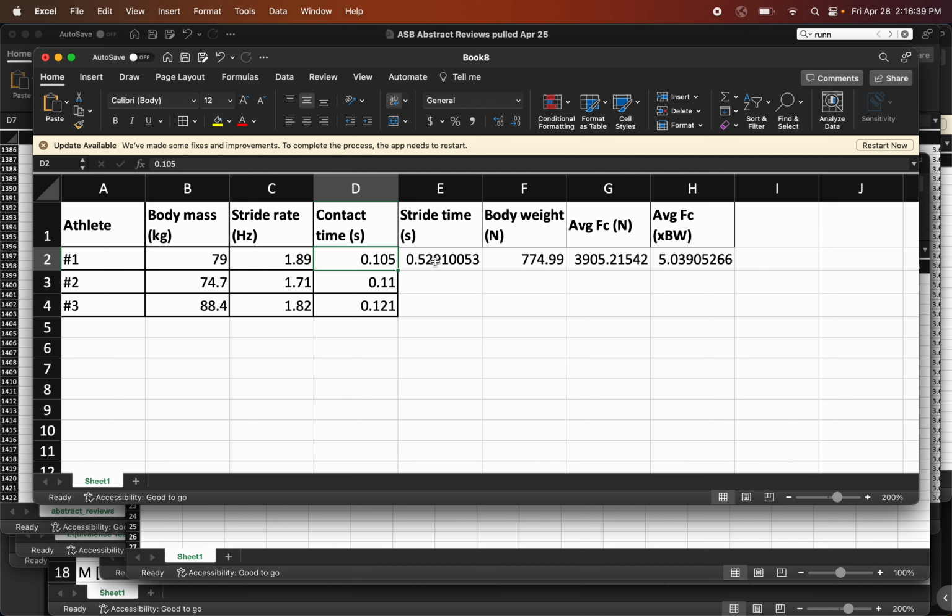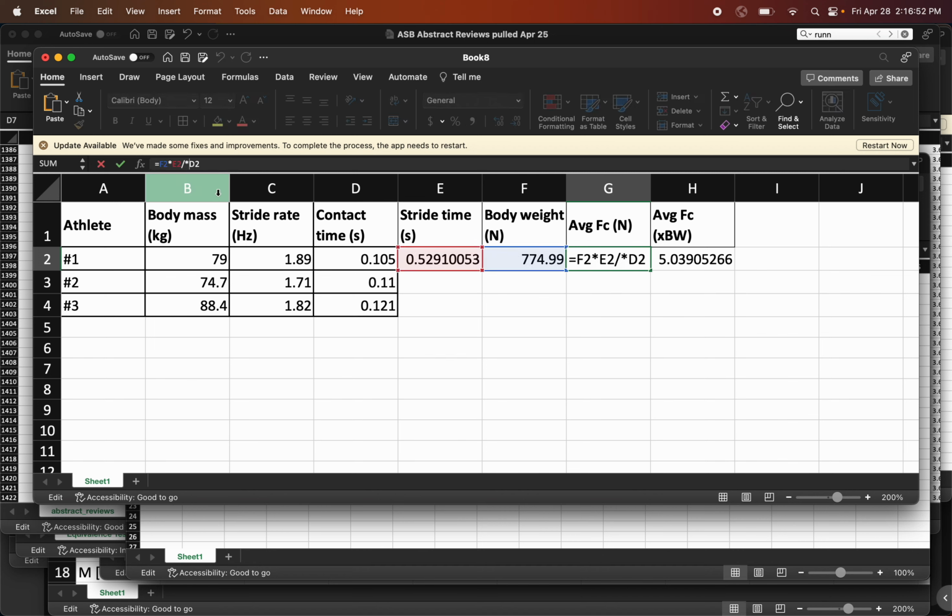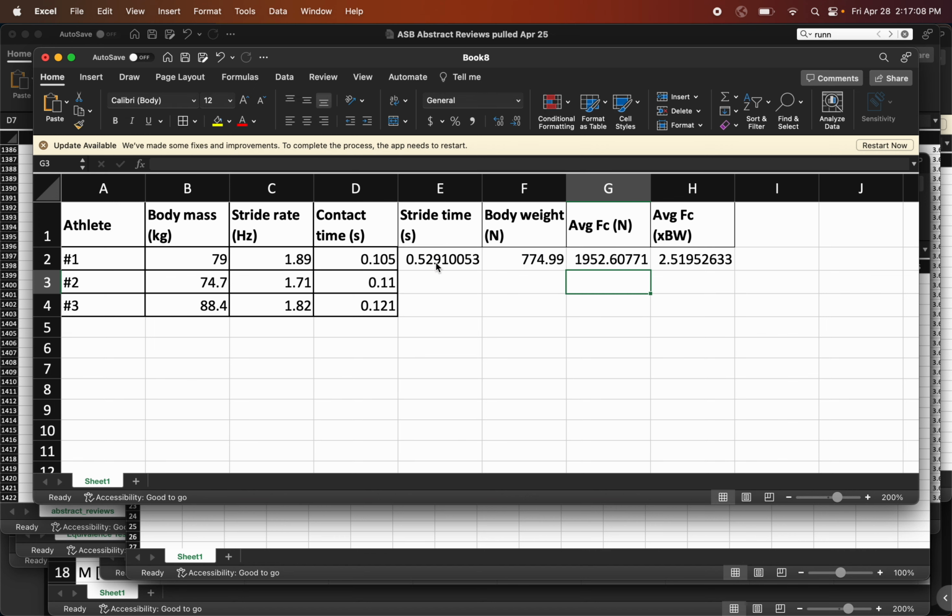And in each stride, there's 2 steps. There's a contact for the left foot and a contact for the right foot. So when I'm calculating my average force here, I actually need to divide it by not just the contact time, but 2 times the contact time. Because there's 2 periods of foot-ground contact, each about 0.105 seconds, during this whole stride time of 0.529 seconds. And that gets me a number here of 2.5-ish times body weight, which is more about what I would expect from the data in the weigh-in paper there.